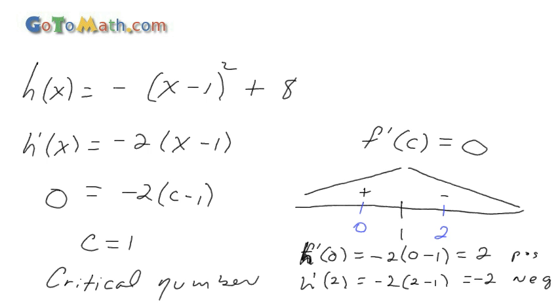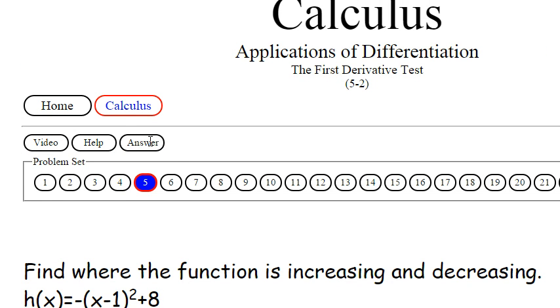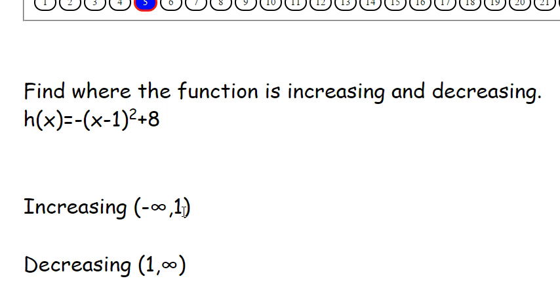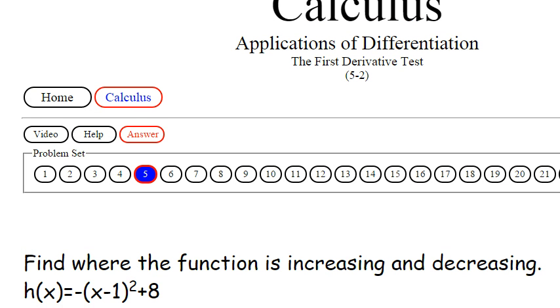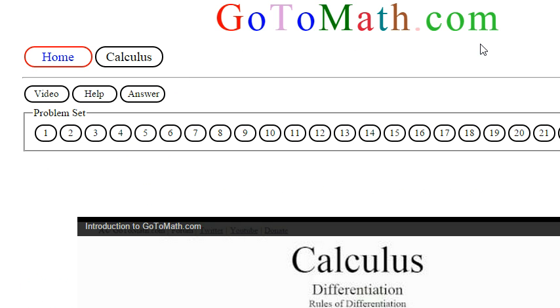Okay, so I'm not going to write all that out. Let's just see what the web page says. Let's click answer, the web app, whatever you want to call it. Alright, so there it is. As you can see, it was increasing from negative infinity to 1 and decreasing from 1 to infinity. We could clearly see that. Of course the graph is gone now.